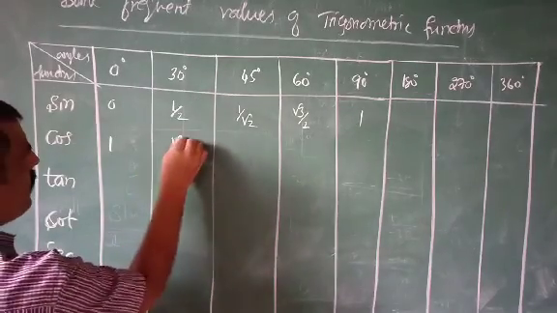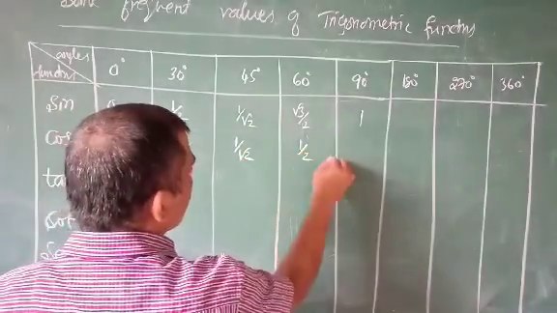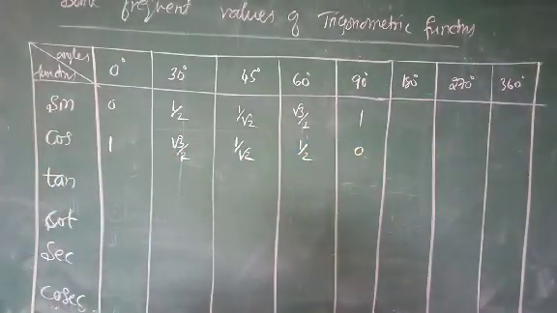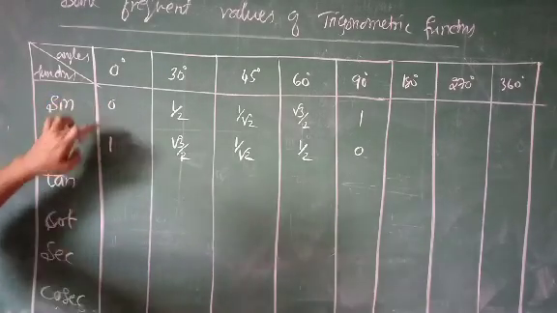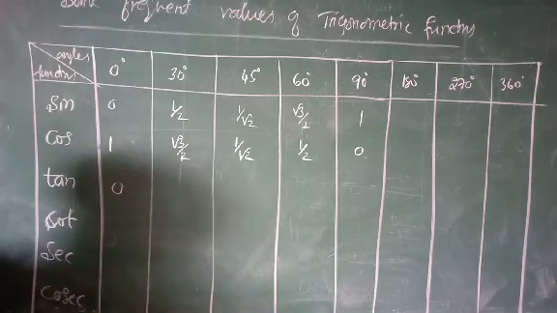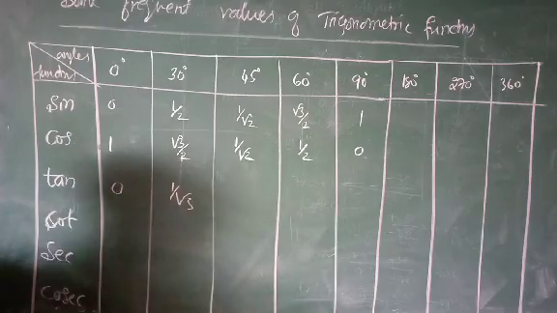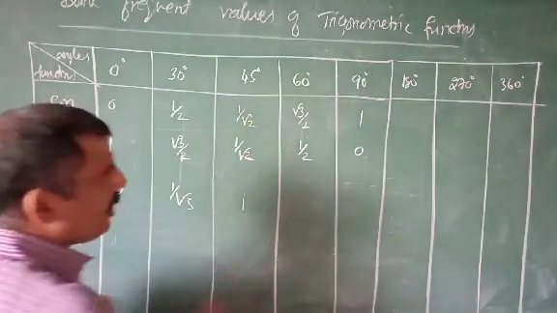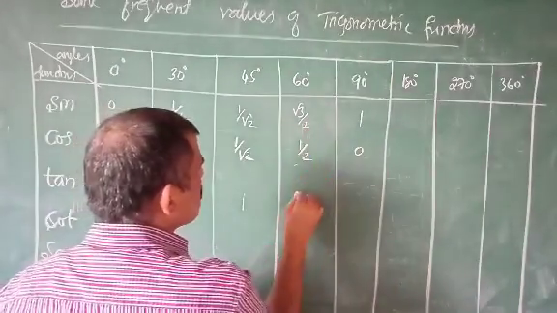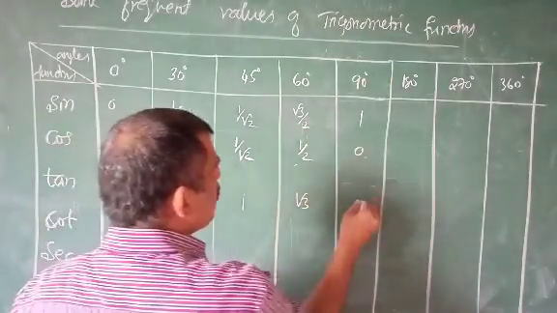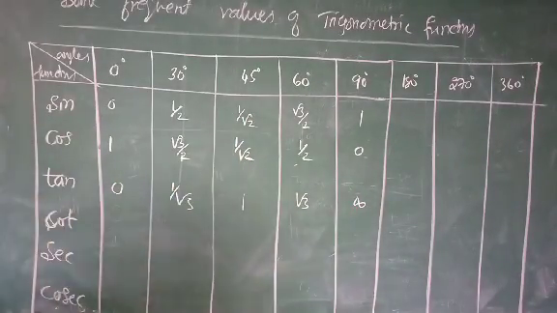1. Next one is √3/2. Next one is 1/√2. Next one is 1/2, then 0. Tan theta ಅಂದರೆ sin by cos. 0 divided by anything is 0. 1/2 divided by √3/2 is 1/√3. 1/√2 divided by 1/√2 gets cancelled, 1. √3/2 divided by 1/2, the 2 gets cancelled, is √3. 1 by 0 is infinity. Anything divided by 0 is infinity.